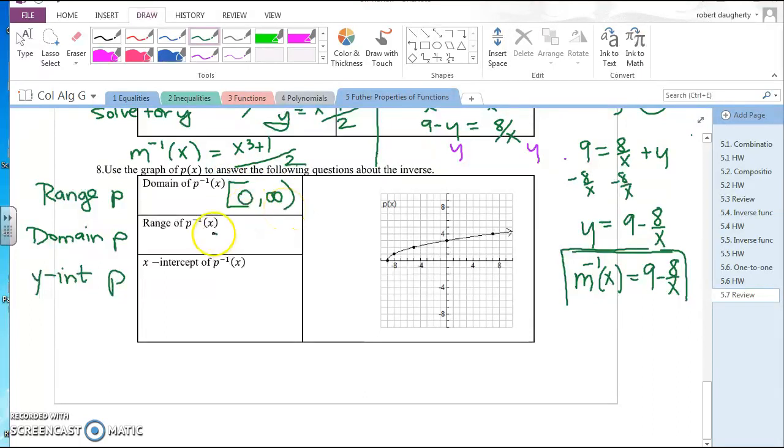The range of p inverse is the same as the domain of p. So if I look at this graph to find its domain, I don't get x values until -9. So -9 to infinity. The x-intercept of p inverse is the same as the y-intercept of p. So the y-intercept of p, you see right there, is the point 0, 3.